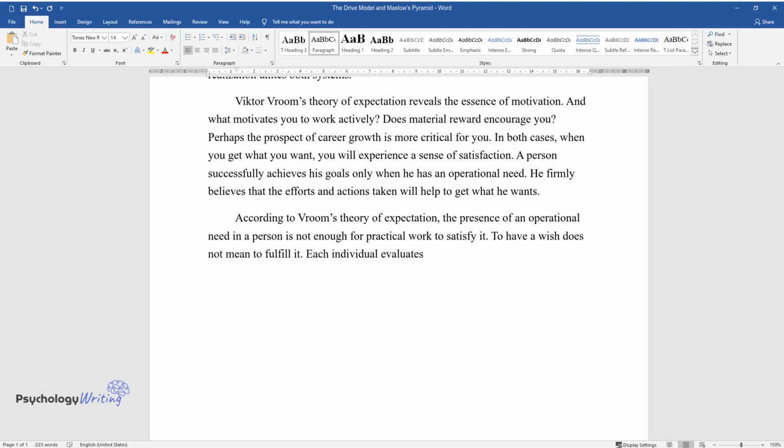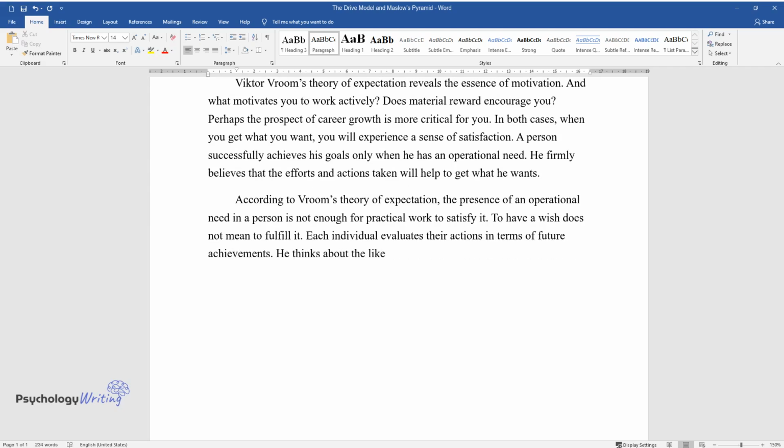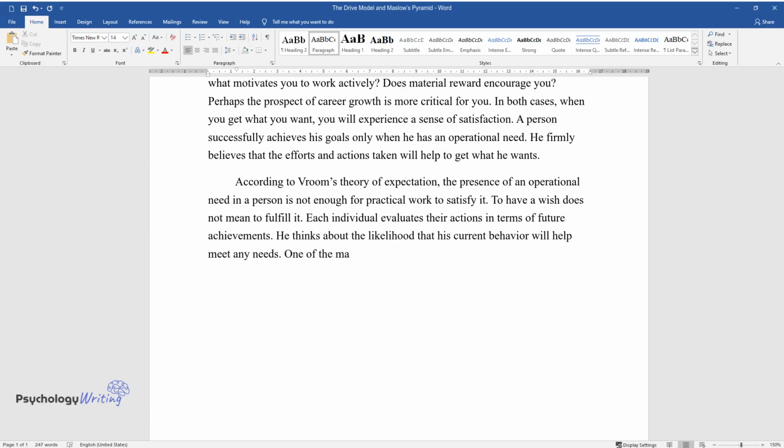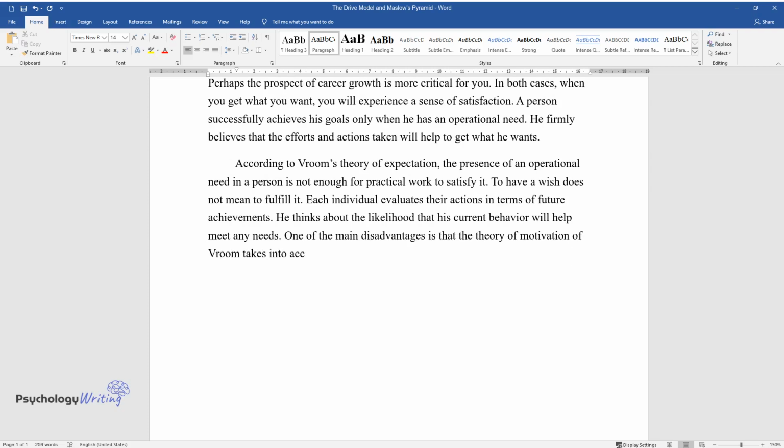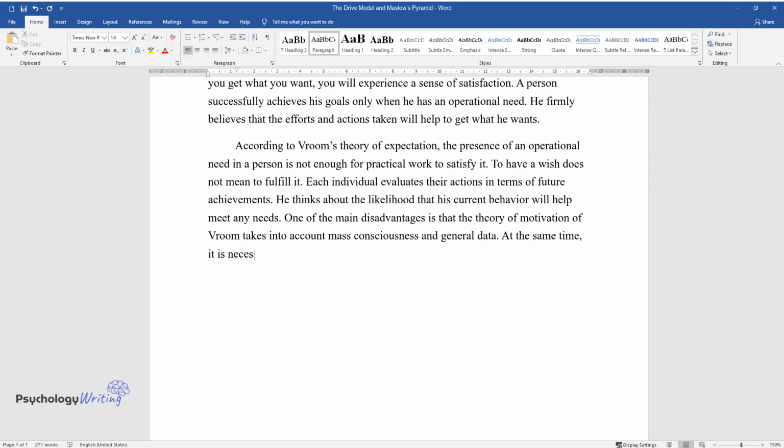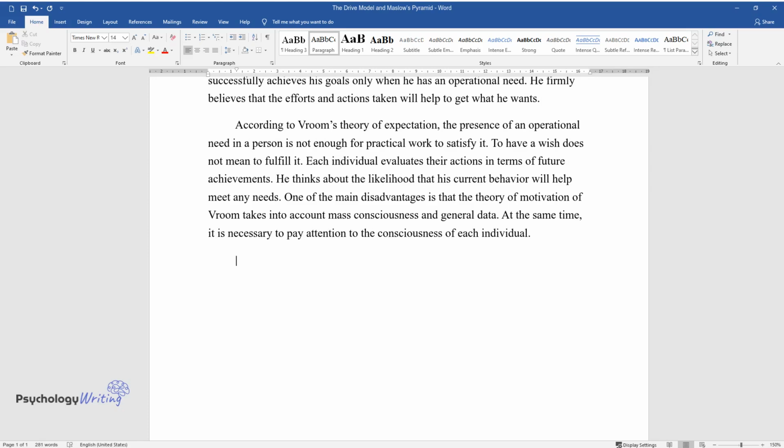Each individual evaluates their actions in terms of future achievements. He thinks about the likelihood that his current behavior will help meet any needs. One of the main disadvantages is that the theory of motivation of Vroom takes into account mass consciousness and general data. At the same time, it is necessary to pay attention to the consciousness of each individual.